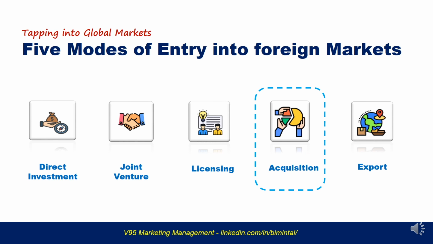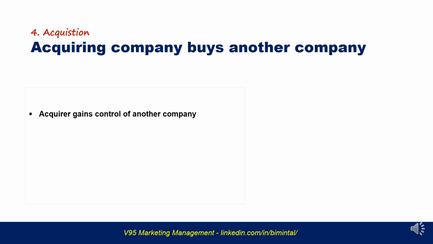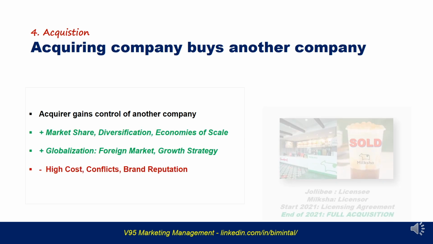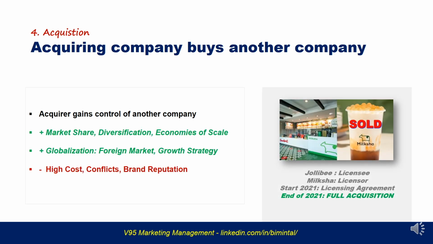The fourth mode of entry is through acquisition. An acquisition is made when one company purchases most, if not all, of the assets of another company and gains control of it. In the context of globalization, acquisition is key to acquiring foreign markets and supporting the overall growth strategy of the company. Remember the licensing partnership between Jollibee and Milksha? Jollibee actually ended up acquiring Milksha the same year.